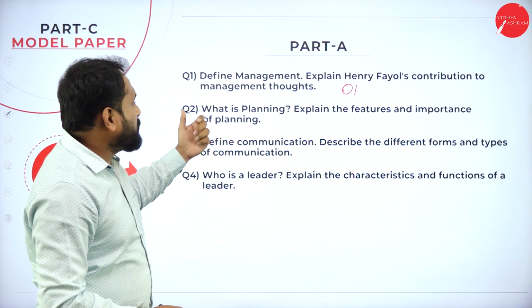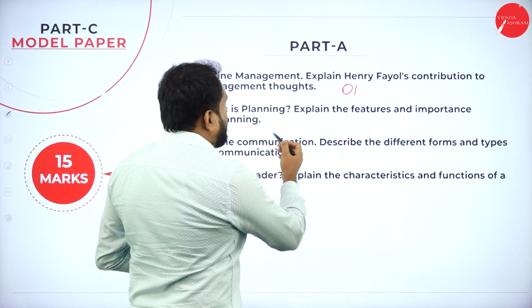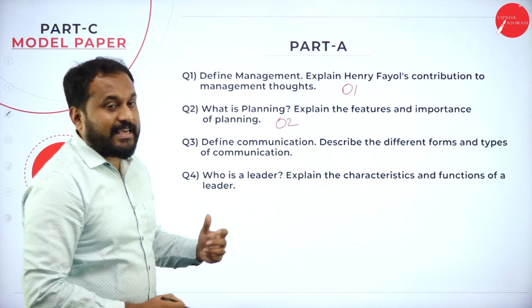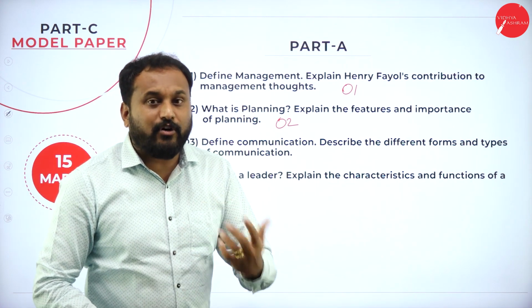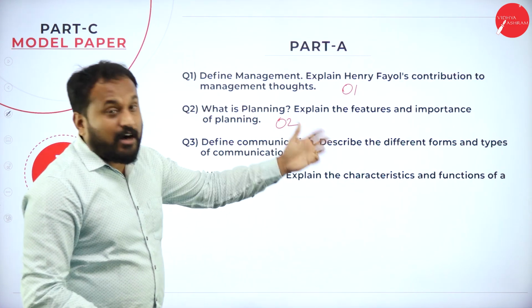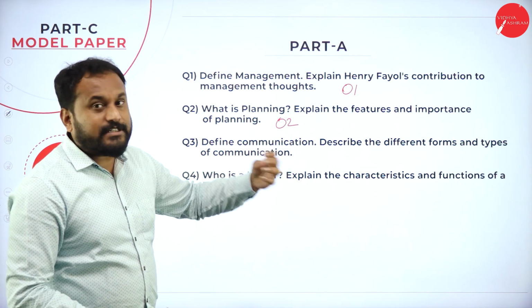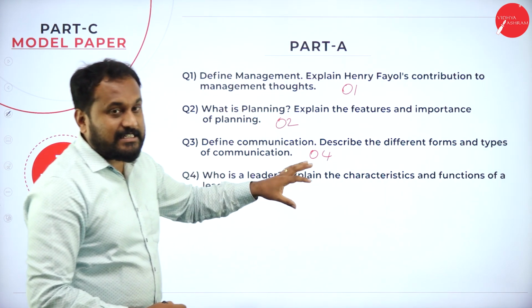The second is, what is planning? Explain the features and importance of planning. This is from the planning chapter, the second chapter. Now define communication. Describe the different forms and types of communication. It is not the third chapter, it is the fourth chapter called communication and staffing.